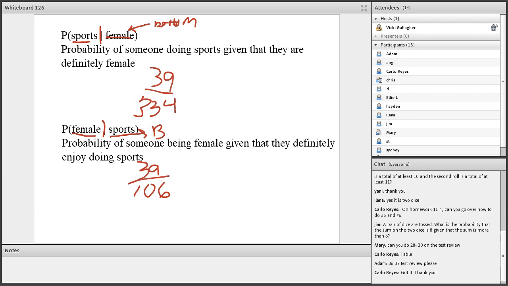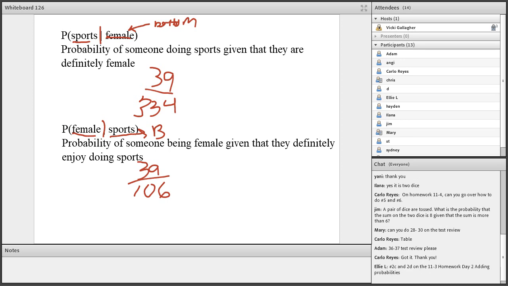A pair of dice are tossed. What is the probability that the sum on the dice is 8, given that the sum is more than 6? Yikes, that is a lot of work there, Jim.